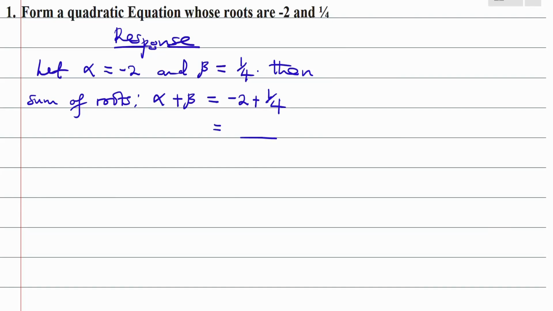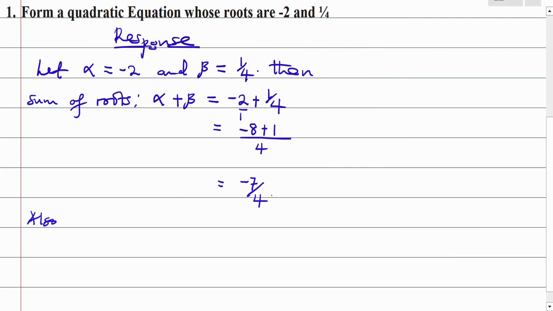As we simplify this, we see that the LCM of 1 and 4 is 4. Then 4 divided by 1 is 4, times -2, we have -8. Plus 4 divided by 4, we have 1, then multiply by 1 to have 1. So we have our sum as -7 divided by 4.